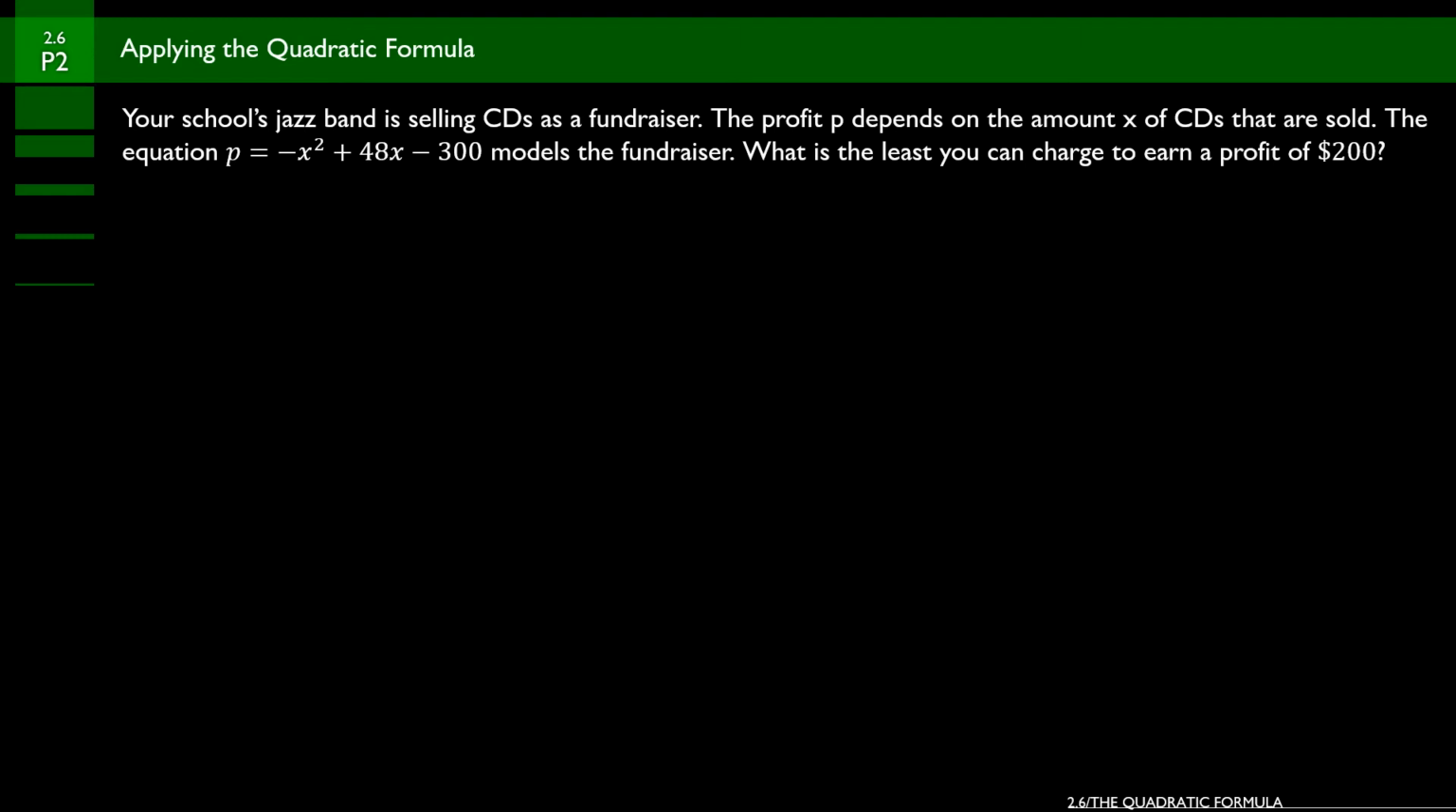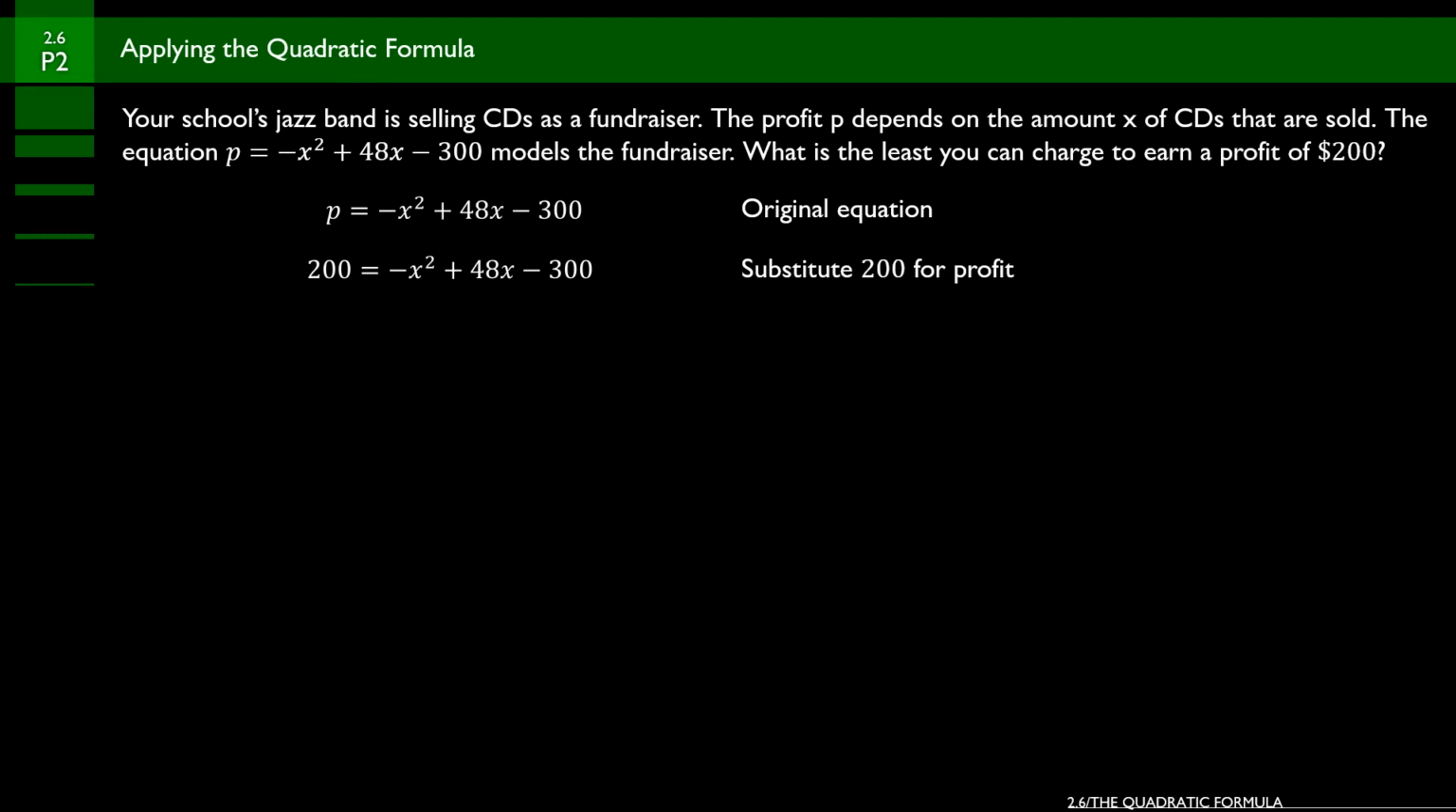What we're looking for here is a positive answer. So if we get an equation or a solution that has two answers, we can just toss out the negative answer because we don't need it. Now to set up our equation, we're going to rewrite the original equation, and take that profit of $200 and substitute that in for P.